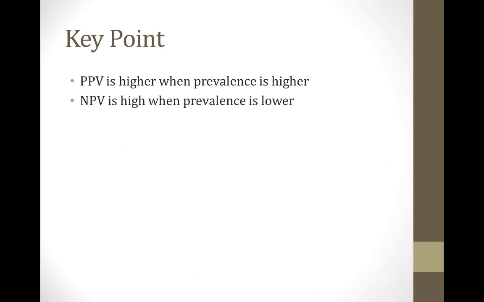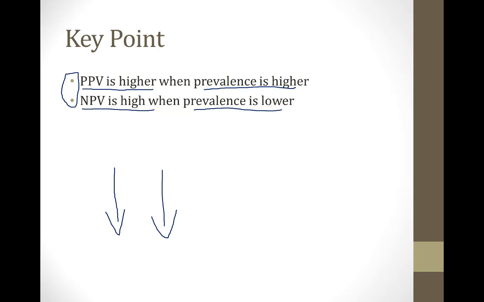So a key point here is that the positive predictive value is higher when prevalence is higher, and the negative predictive value is high when prevalence is low. And you can memorize this if you wish, but it's very logical if you think about it. Let's assume that we have a 20-year-old marathon runner who has an abnormal EKG. The prevalence of coronary disease among 20-year-old marathon runners is very, very low. It's a low prevalence. That means the positive predictive value of your EKG is going to be very low. It's highly likely that that EKG is in error and it doesn't represent true coronary disease.